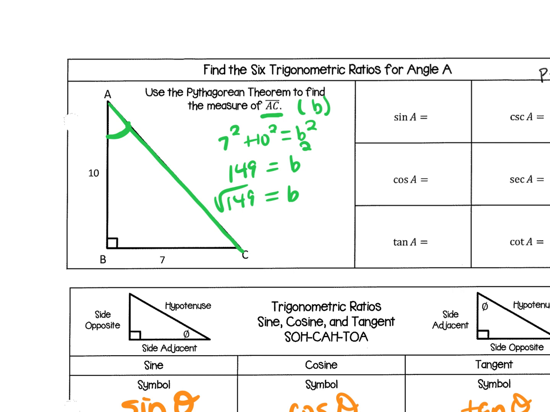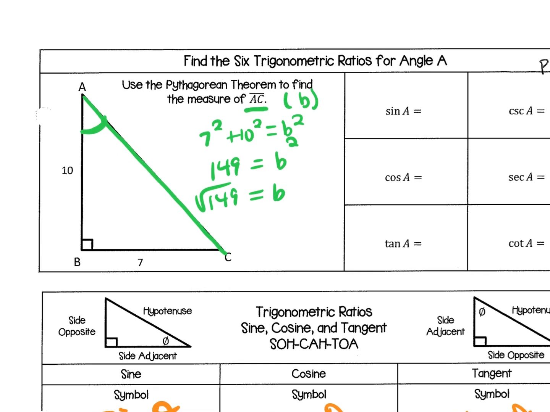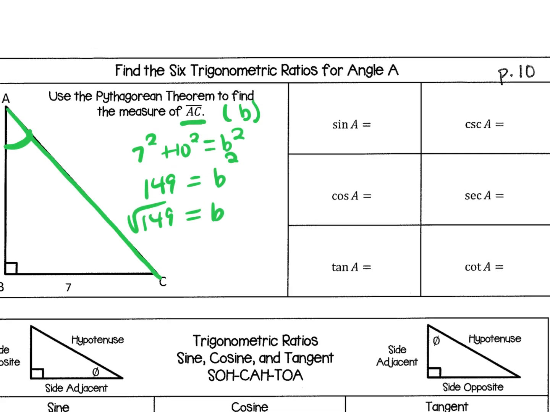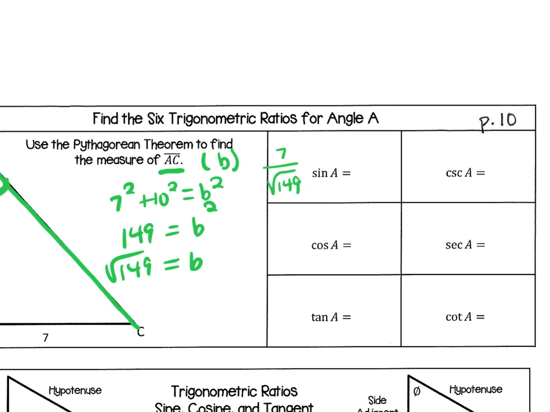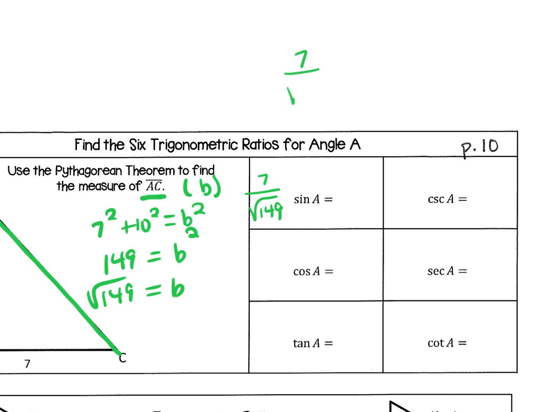So opposite over hypotenuse. I put 7 squared is 149 over 149. Okay, so yeah, it's 7 over the square root of 149. Good. So we have to rationalize that, right? So when we rationalize this, we're going to have to multiply by the square root of 149 over the square root of 149. So we get 7 root 149 over 149.